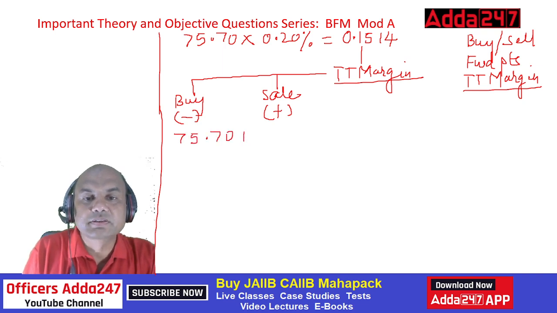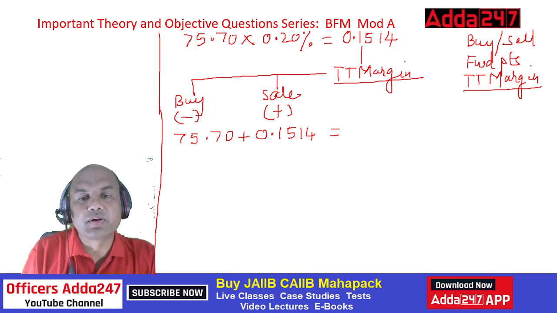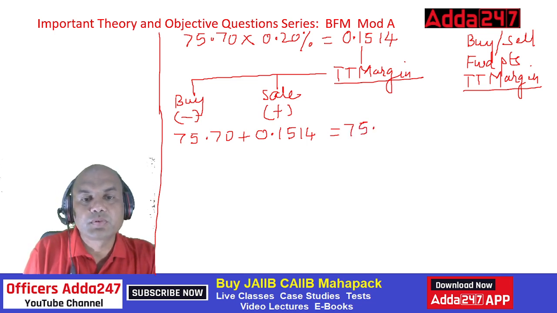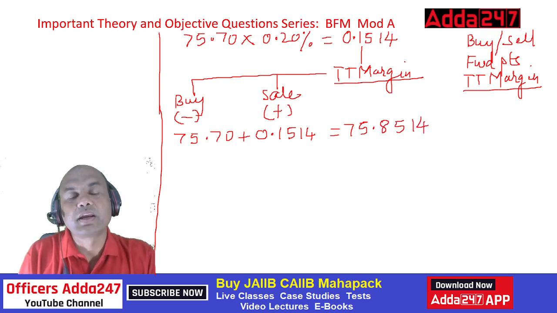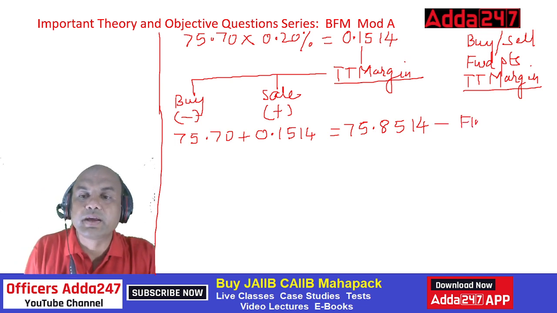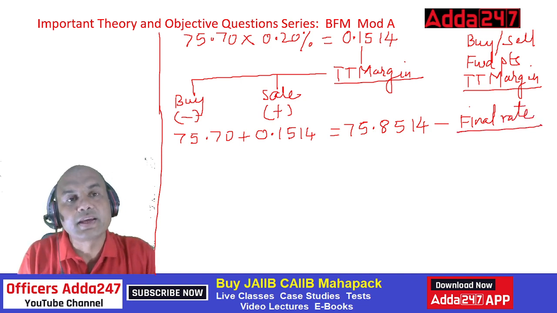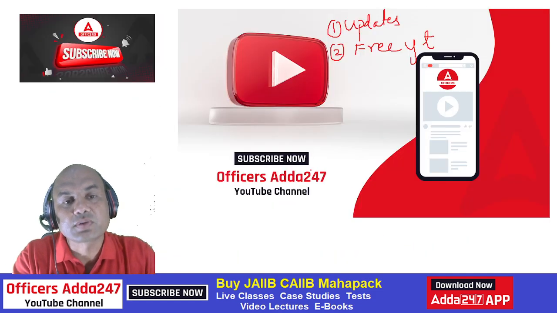75.70 plus 0.1514. Now add this. You'll get 75.8514, and this is your final rate. This is the final rate which you get. This will be given in your exam, and this is what is asked in the question.